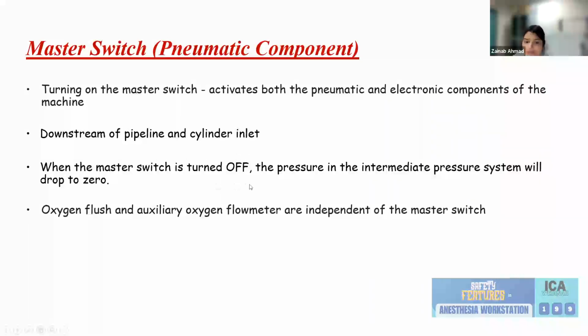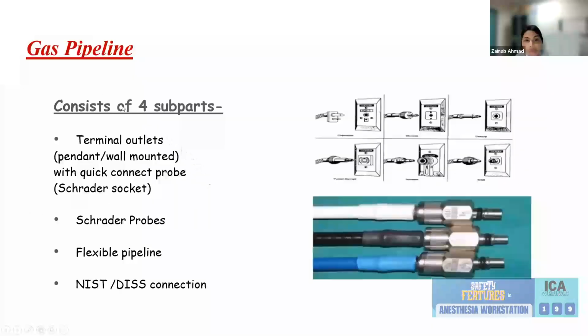When the master switch is turned off, the pressures in the intermediate system and low pressure system drop to 0. However, with a sudden power breakdown, you have to remember the emergency measures: the oxygen flush and the auxiliary oxygen flow meter are still working. So you have to switch over to that.